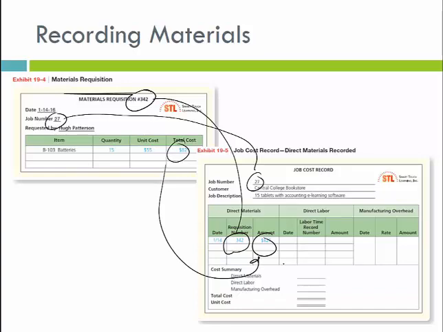So if the guy who's in charge of raw materials, somebody says, hey, what happened to those 15 batteries? He can show where it went. And then the guy working on job number 27 can show exactly where he got everything and how much it was worth and all that kind of stuff. So that's to make sure everybody knows where everything's going.